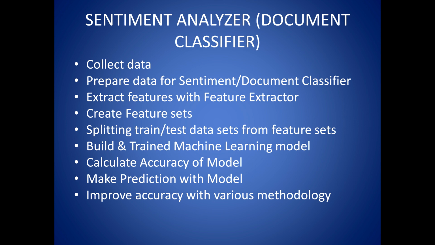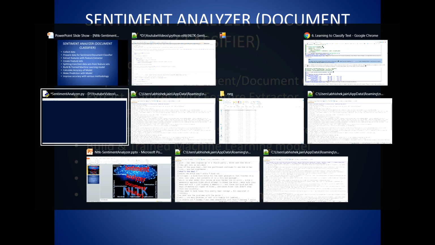Then we will calculate the accuracy of the model, and feed an unseen or unknown document into the model to see whether it predicts correctly what category that particular unknown document has. And if there is any chance of improving our accuracy, then we will definitely see what ways we have to improve it. So let's jump into the demo part and see how we can do that.